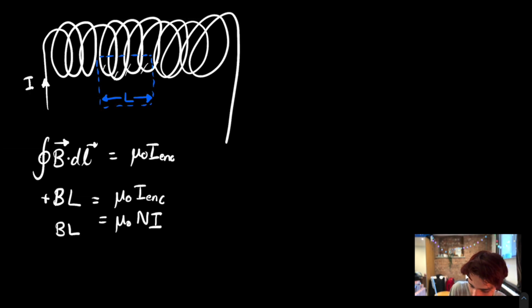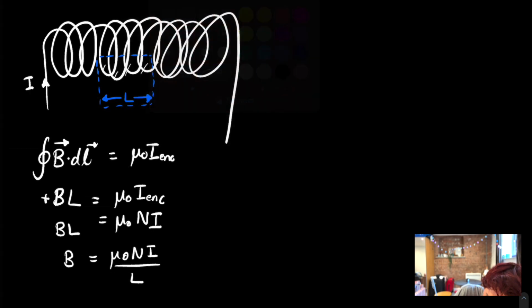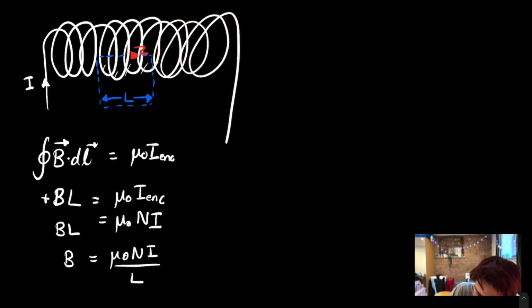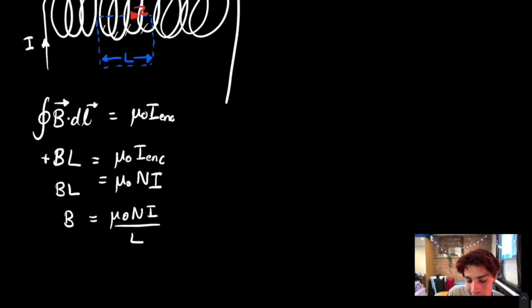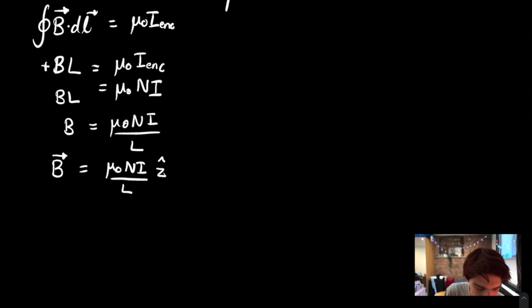And so rearranging this, we're going to get that B is equal to mu naught N I divided by L. And of course, since the only side of this Amperian loop that contributed something non-zero was oriented along the Z direction, that means the magnetic field is in the Z direction. So therefore B as a vector is equal to mu naught N I divided by L in the Z hat direction.